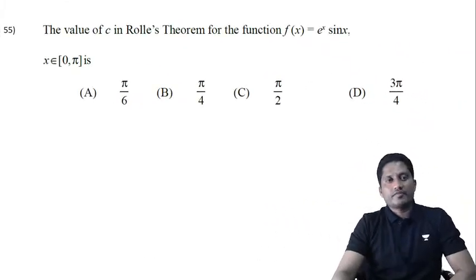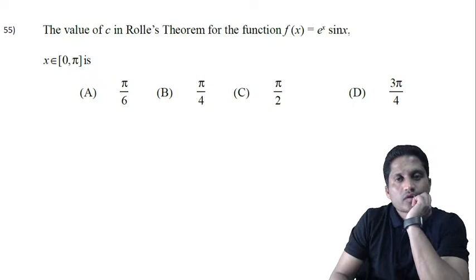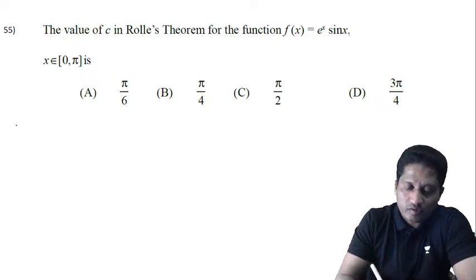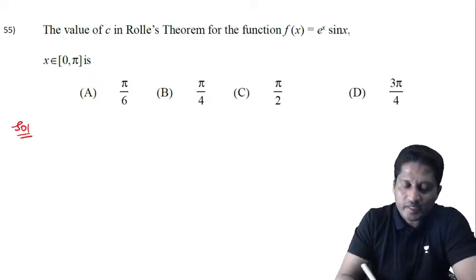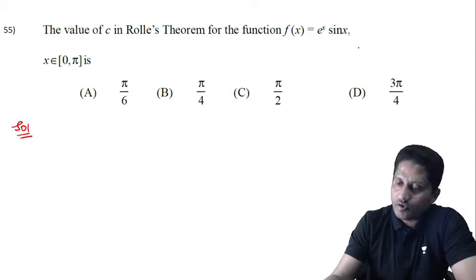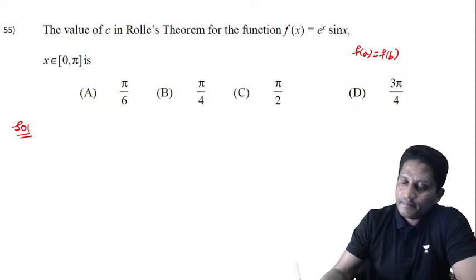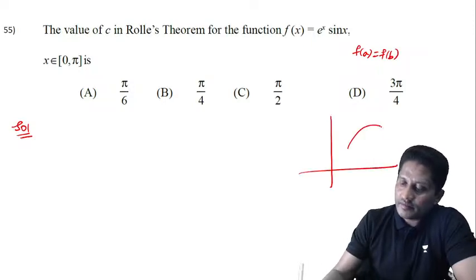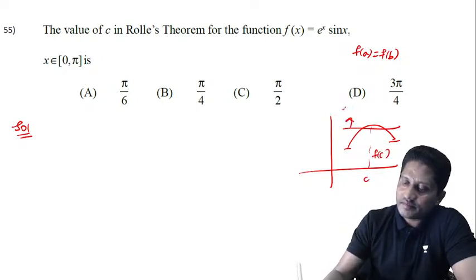Question number 55. Rolle's theorem, x belongs to 0 to pi. What is Rolle's theorem? It should be continuous in the closed interval, differentiable in the open interval. F of a is equal to f of b. Right? Then there exists at least one point c so that f dash of c should be 0. Here you get a tangent. This is f dash of c. And if it is parallel to x-axis, f dash of c should be 0. This is Rolle's theorem.